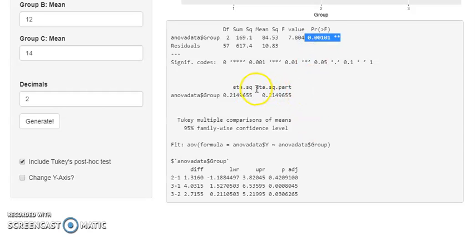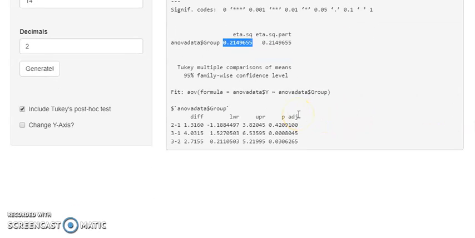So then it goes through, it gives us our eta squared, and so the eta squared is 0.2149. And so that's 21% of the variance in the dependent variable is explained by the independent variable. And then it goes through and it shares the post hoc. So with the post hoc, we see that groups 3 and 1 are significant. And so again, that p-value is for the Tukey. And then groups 3 and 2 are significant. That p-value is 0.03. And then groups 1 and 2 are not significant. P is greater than 0.05.